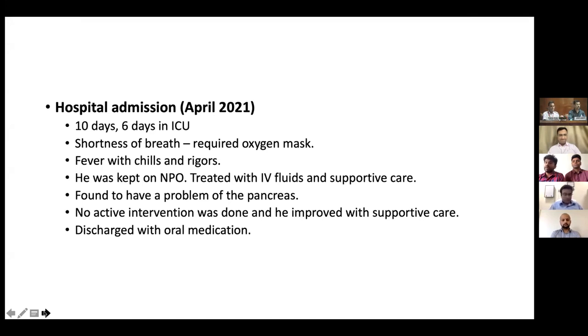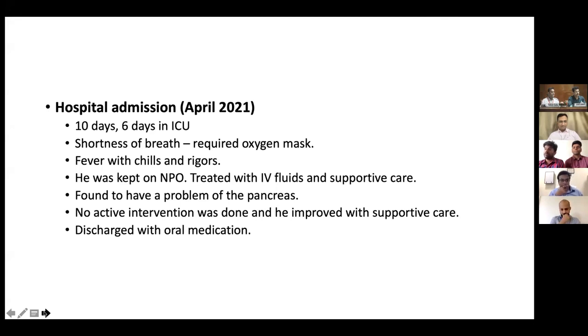He was kept NPO, treated with IV fluids and supportive care. He was told that he was having a problem with his pancreas, but no active intervention or endoscopic or surgery was done for him. He improved with supportive care and discharged with oral medication.